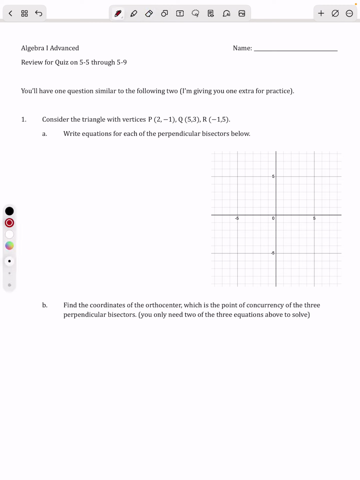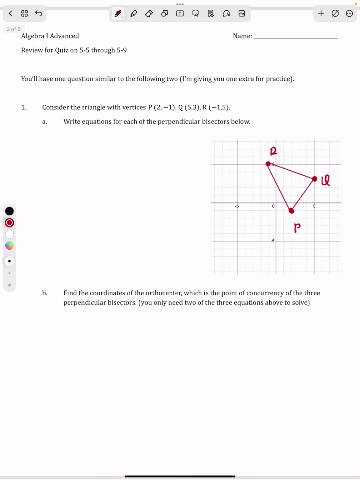And here we go. So we have the point P at 2, -1. The point Q is at 5, 3. And the point R is at -1, 5. I will draw this as best I can. Trying to do this right. Okay, so we have that. So what we need to do is draw the equations for each of the perpendicular bisectors. Let's draw the one that's the perpendicular bisector of PQ.